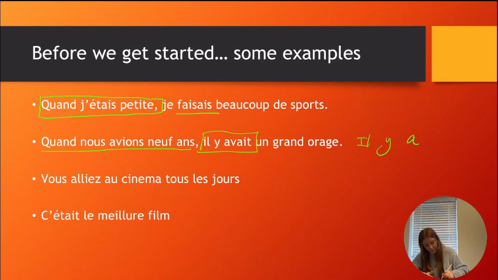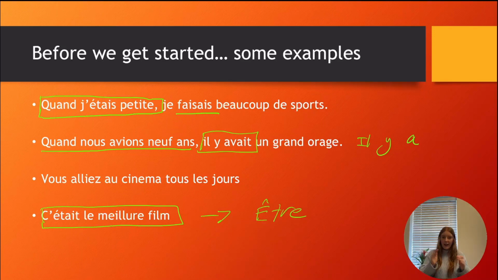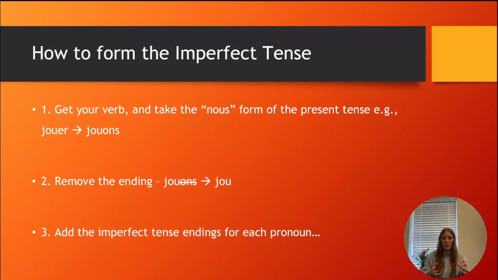And then here, this is the use of être. So this is using the verb être in the imperfect tense. And être is the only verb in the imperfect tense which is irregular. So we're going to go over that later, okay? So how exactly do we form the imperfect tense? It's actually quite simple. I'm going to show you how to do it.